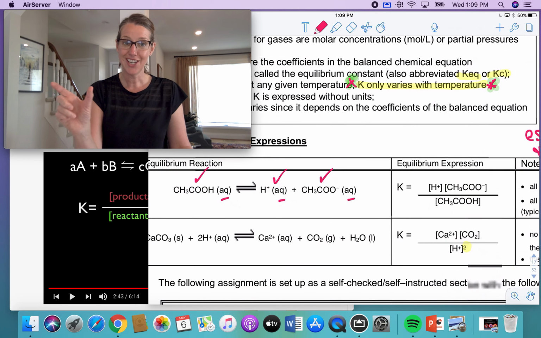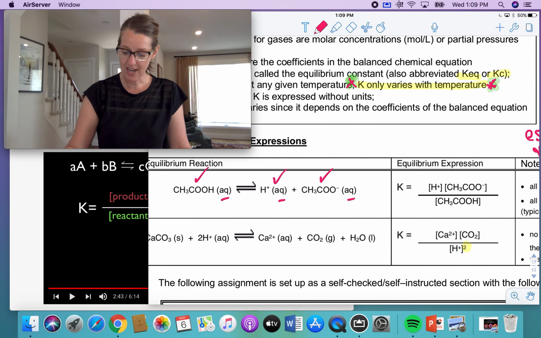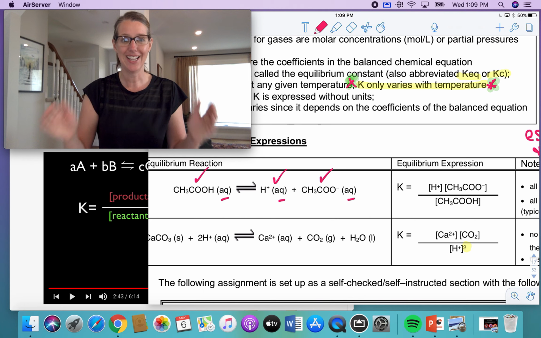So here we go. Take your concentration of your products, divide that by the concentration of your reactants. My molar ratio is 1 to 1 to 1. There's nothing else I need to add in for this one. Let's do the second one.